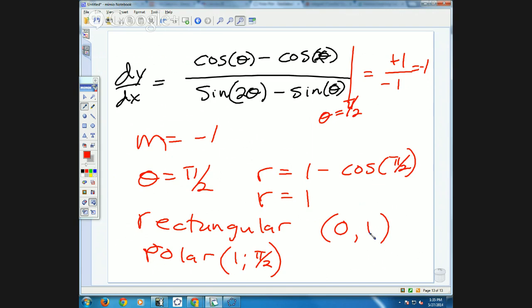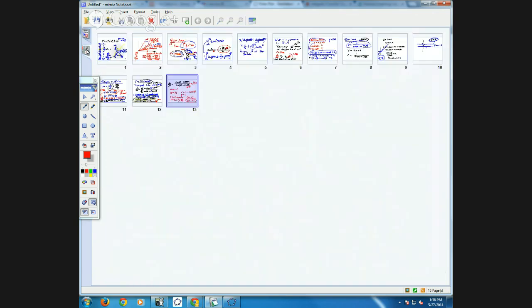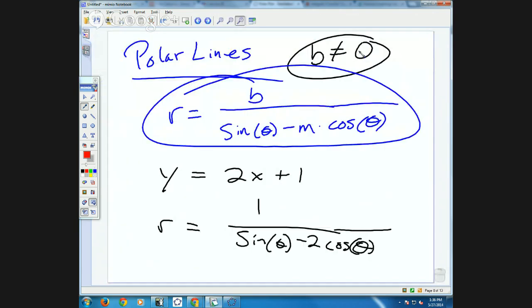I know my y-intercept. So now what you need to do is graph the line y equals negative x plus 1, but in polar form, along with the sideways butt. Go for it. See if you can make that happen. Remember we have a formula for polar lines? Right here. There's the formula for polar lines. We know b is 1 and we know m is negative 1. All right, let's go for it.